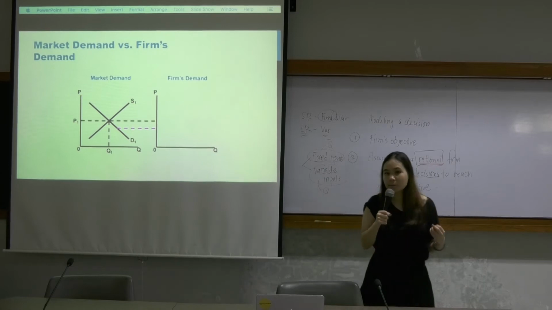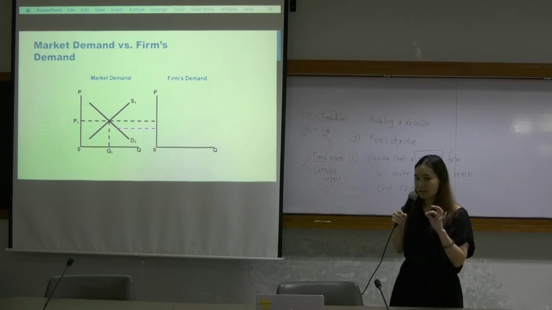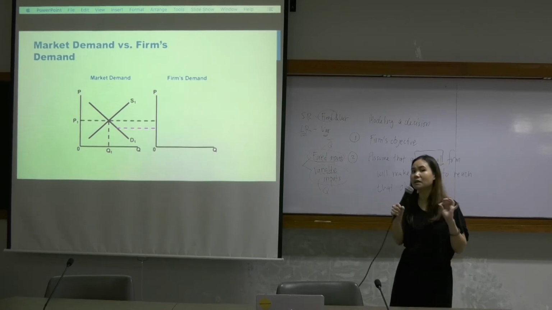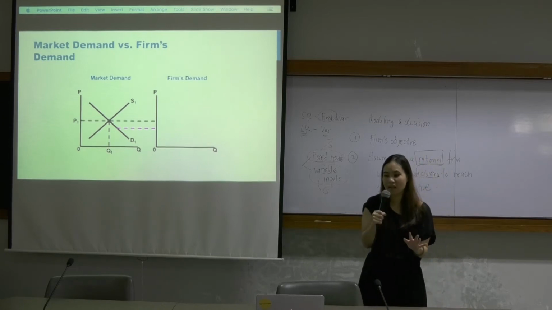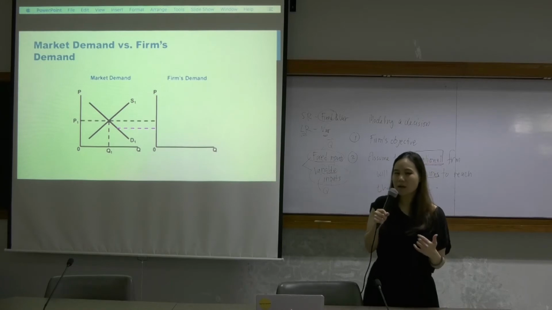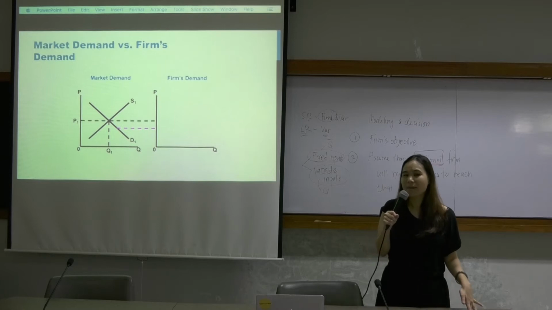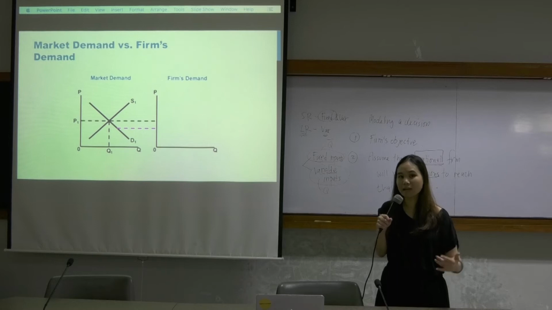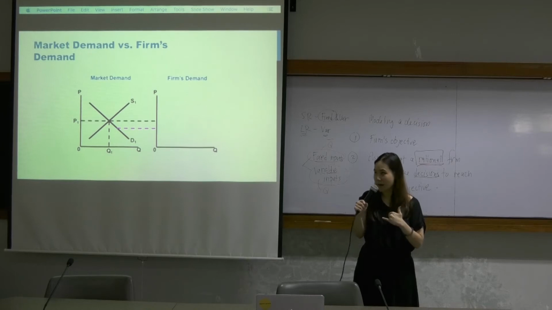So the firms will only face the one firm demand. So what does the firm demand look like? If you would like to know what the firm demand looks like, go back to the definition of demand. Demand is the quantity of output that consumers want to buy from me at a given price, right?